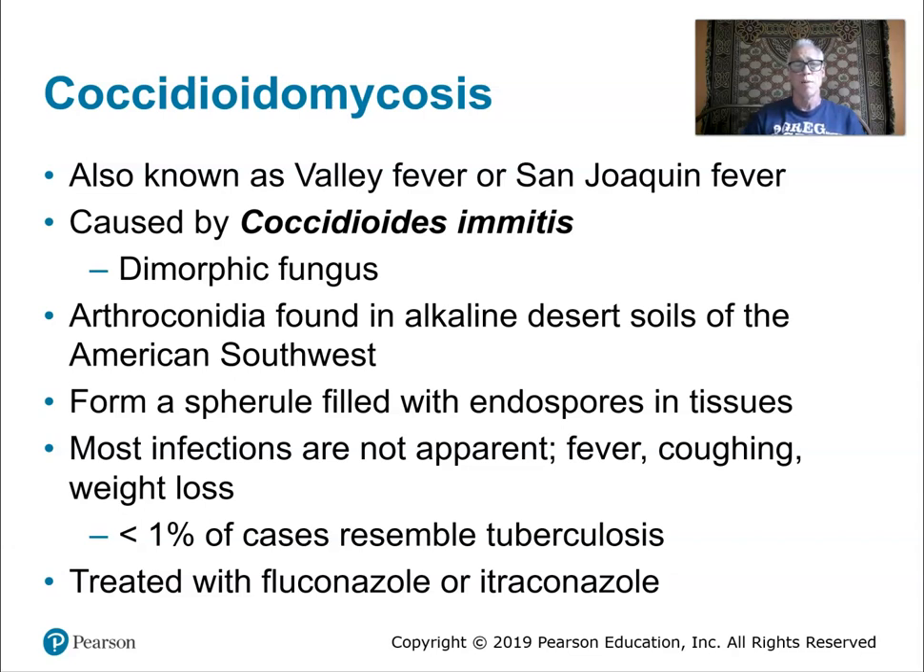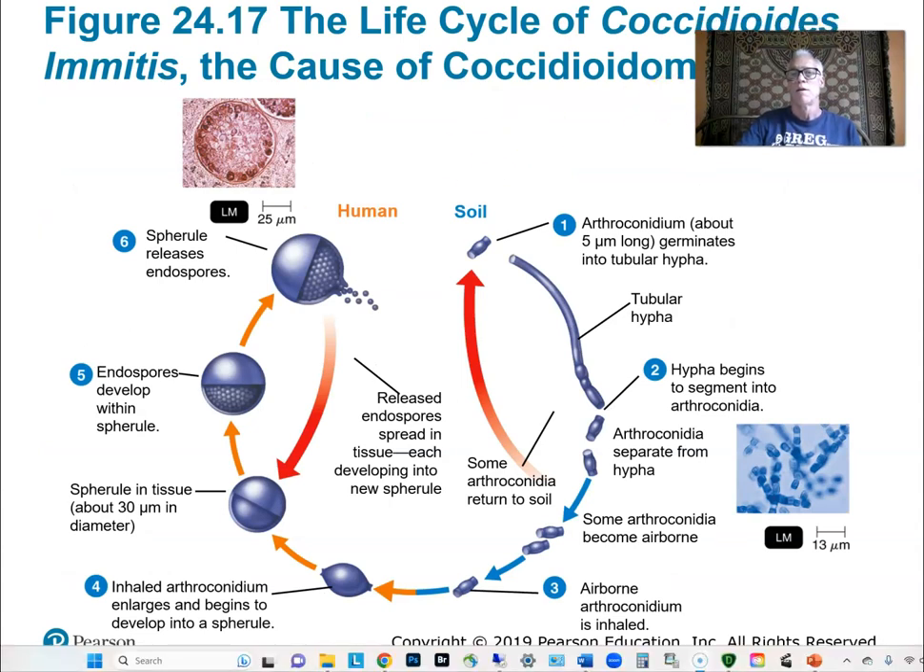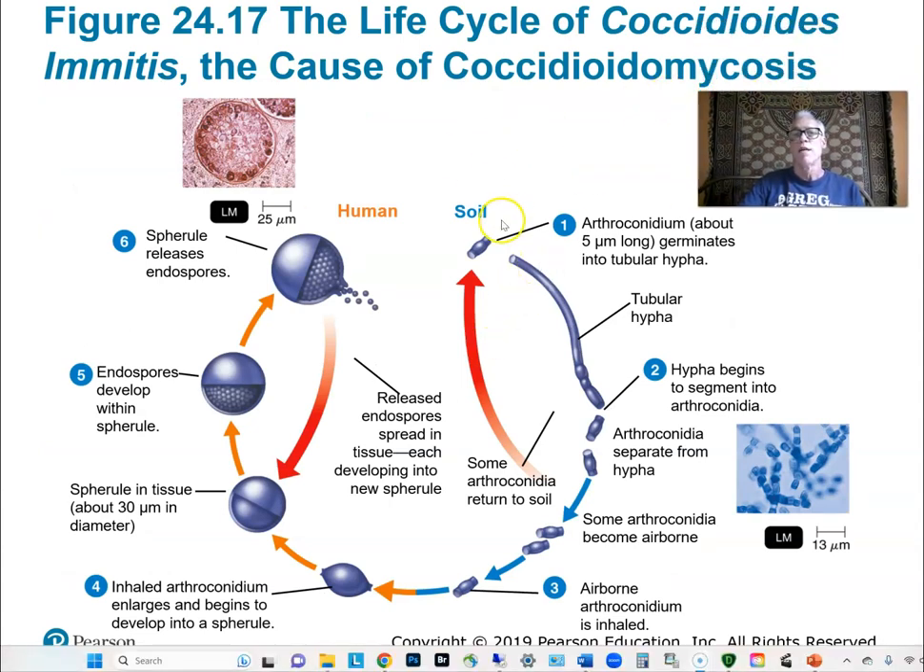Most infections are unapparent and don't cause any noticeable disease, but it can cause fever, coughing, and weight loss. In less than 1% of cases it can cause disease that resembles tuberculosis, treated with fluconazole and itraconazole, again those modern antimycotics. So there's a little picture of an arthroconidium getting into someone's body and germinating, and then it grows into the spherule and produces endospores, which are then released from the spherule and can form cysts in tissues.